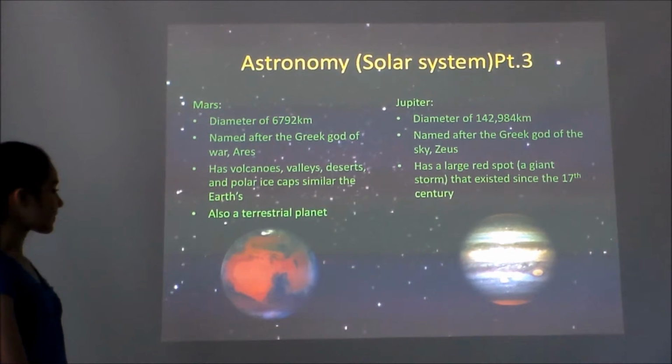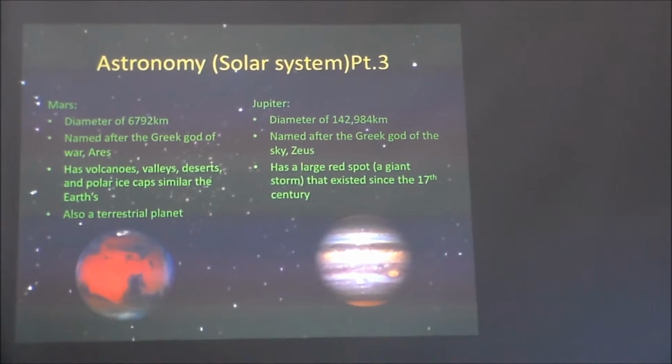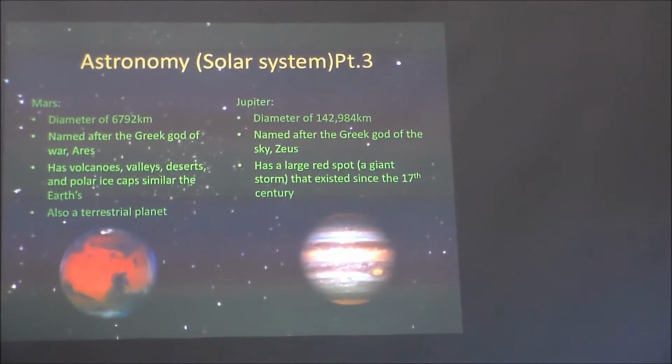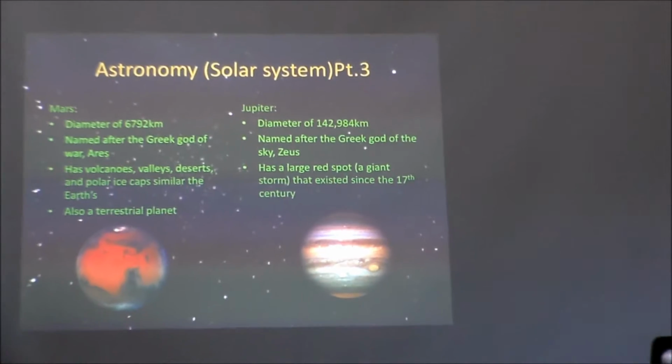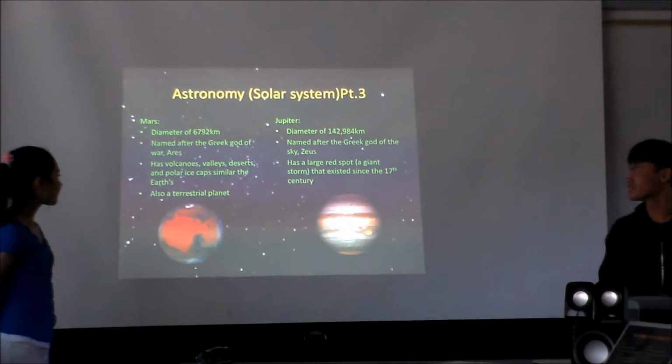Mars. It has a diameter of 6,792 kilometers. It's named after the Greek god of war, Ares. It has volcanoes, valleys, deserts, and polar aspects similar to Earth's. And it's also a terrestrial planet.